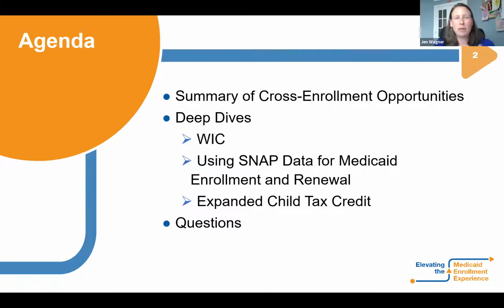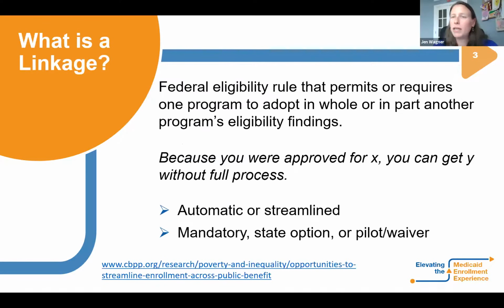So let's talk a little bit about linkages. What do we mean when we say linkage? We define linkage as a federal eligibility rule that permits or requires one program to adopt in whole or in part another program's eligibility findings. Typically a kind of wonky discussion, but the way I simplify it is because you are approved for X, you can also get Y without going through the full process. X being one program or benefit and Y being the other.